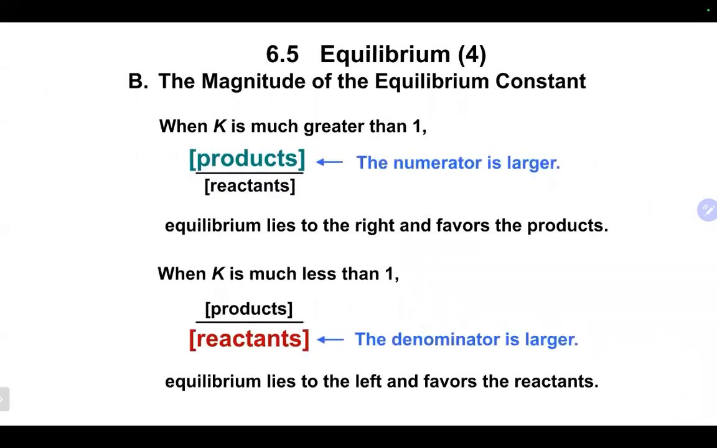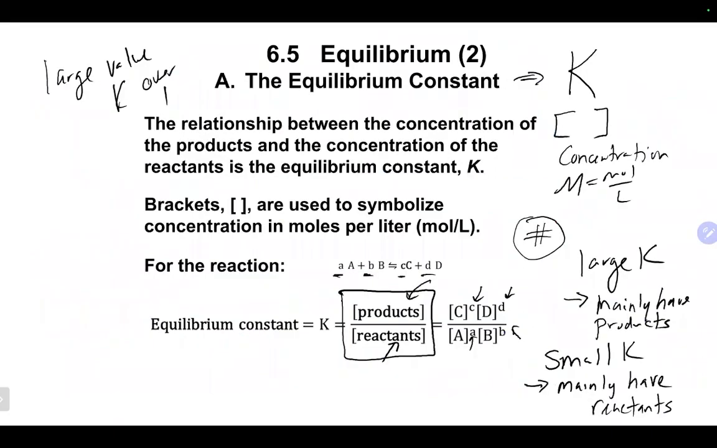And again, as I mentioned, the 1 is sort of the number there for large or small. If you're larger than 1, it's considered a large value of K, and you would expect more products. And if it's smaller than 1, then you would expect more reactants when you reach equilibrium. Talking about that, what does the value sort of tell us? One of the nice things about K is it is actually one of the few things here in chemistry that doesn't have units.